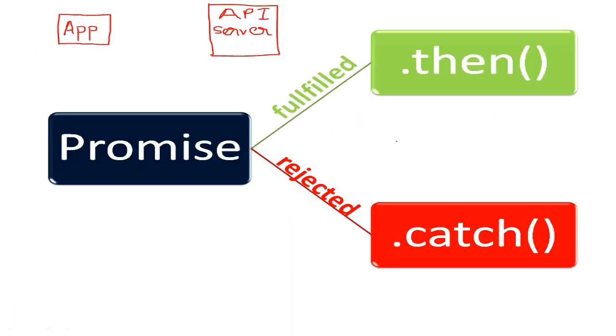You can understand this with the figure also. Suppose this is your submit app, and now you make a request to the API server that you want to fetch some data or upload a file. So what will the API server do? It returns you a promise.